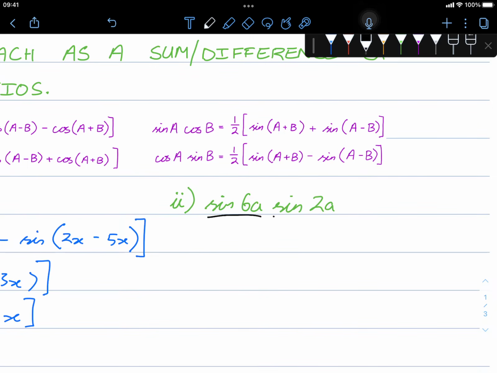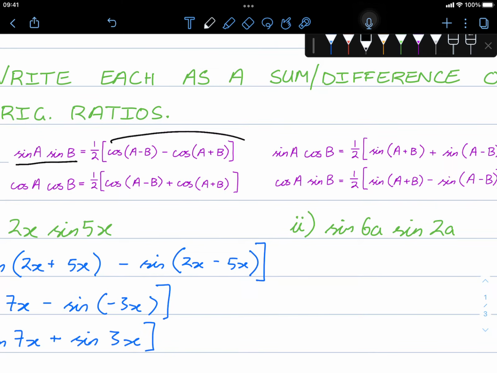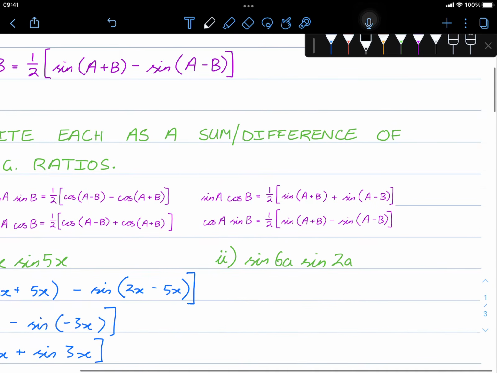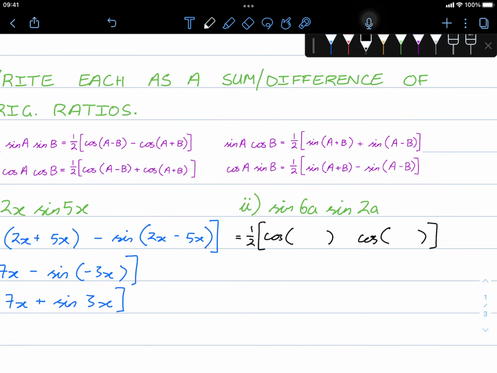Sine 6a sine 2a. That's sine sine. It's going to be this one here. So it's going to be equal to half. Since I know they're the same, it's going to be cos and cos, and for the cosine, it's always going to be A minus B, A plus B. The only thing I need to try and remember is that subtraction for sine, so minus here.